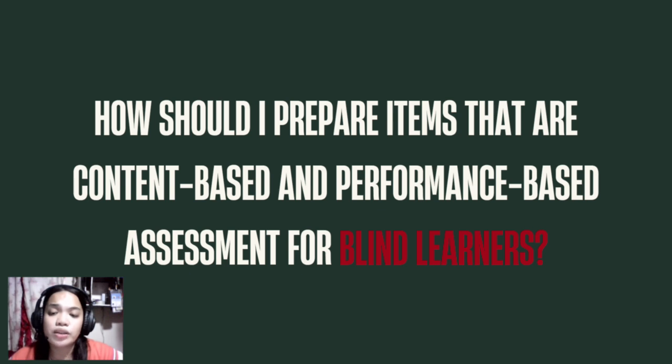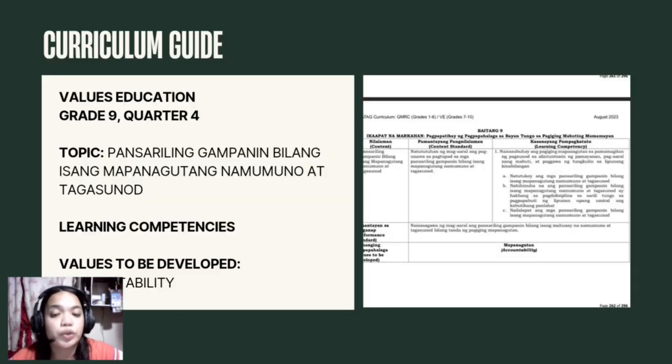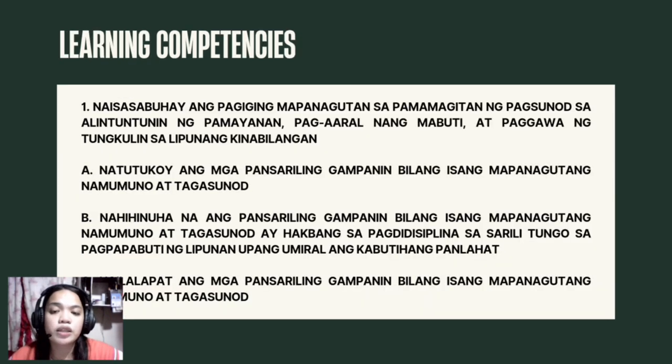So now let's talk about the most important part. How do we actually assess blind learners in school? Assessment should always begin with a curriculum. In our subject, values education, my topic is the pansariling gampanin bilang isang mapanagutang namumuno at tagasunod. The value to be developed is accountability, or the mapanagutan. So for the content-based assessment sample item, this is aligned with the first and second competency.